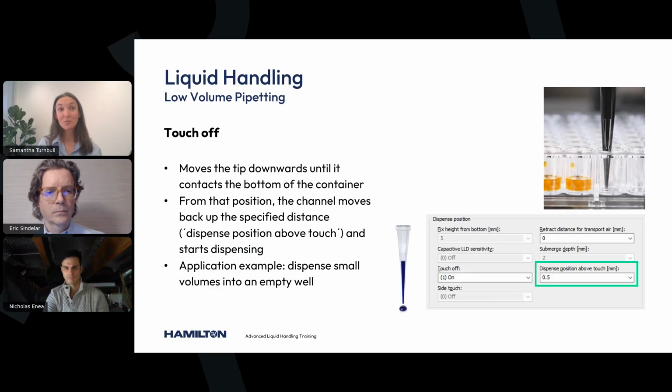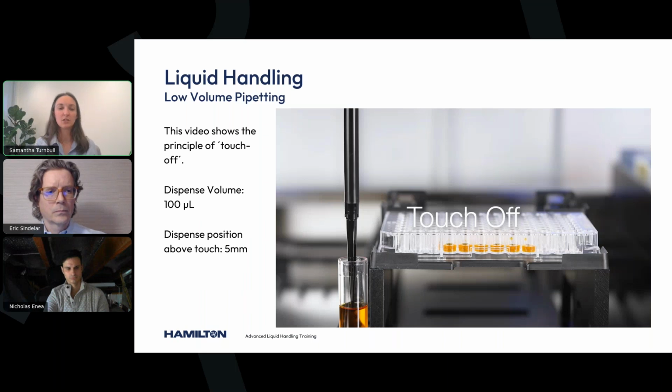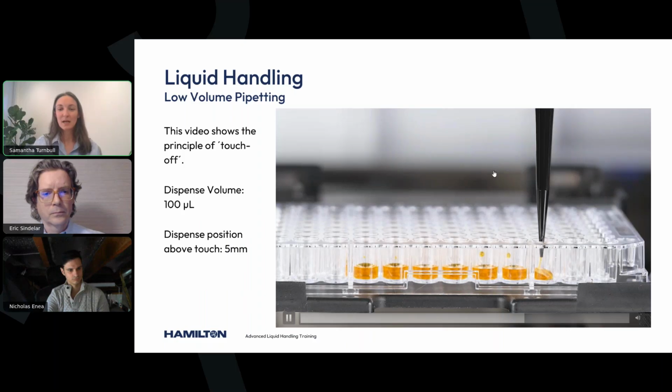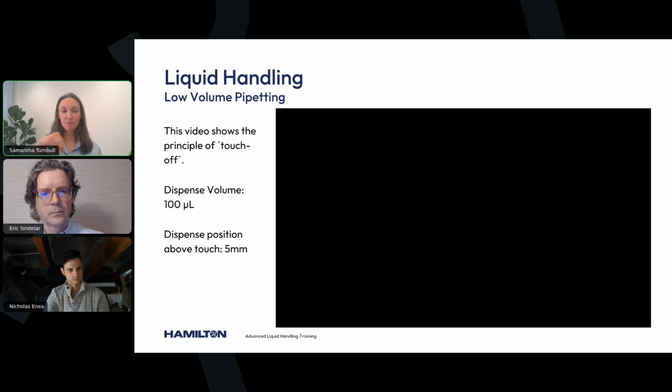So with very small volumes, the best case I've seen this work is in a PCR plate that's been thermocycled a number of times, where there's a potential for slight warping or there's slight tolerances in the bottom of that well. And so let's look at a video of what this touch off looks like live. Now we're using a much higher dispense volume than you normally would for this touch off, just for demonstration purposes. But you can see that it touched off on the bottom of the well, moves up 5 millimeters, and then starts its dispense.